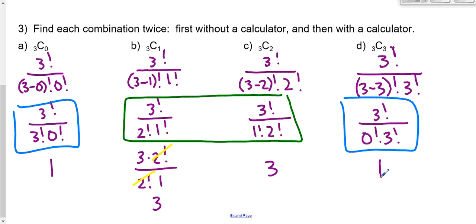So we have 1, 3, 3, and 1. Keep that in the back of your mind. That's coming up again in our next lesson.